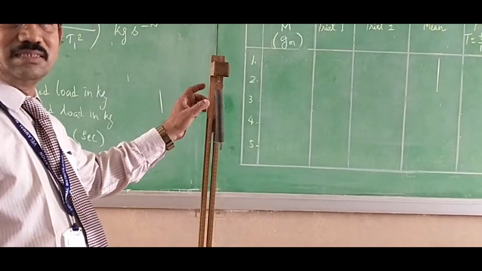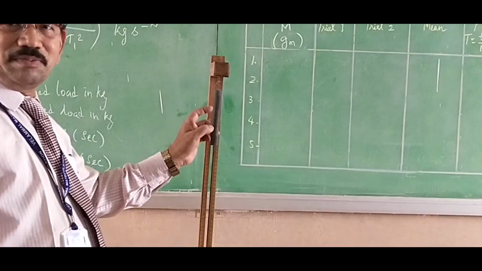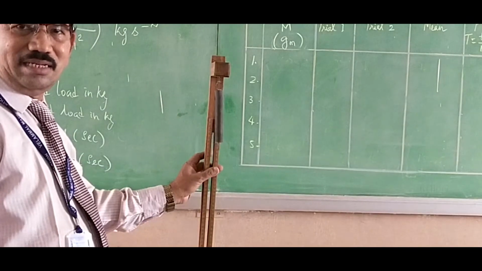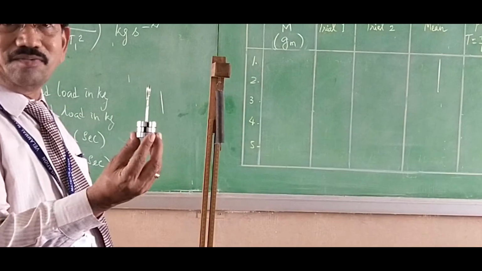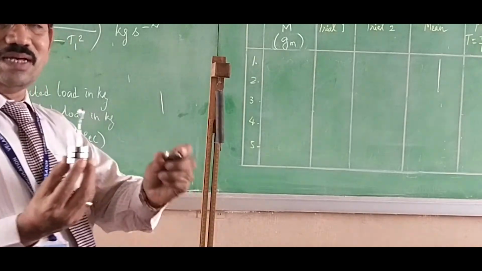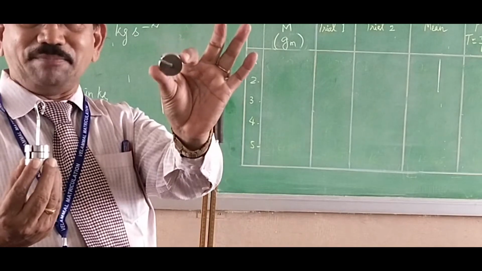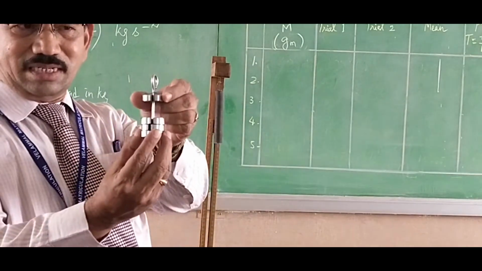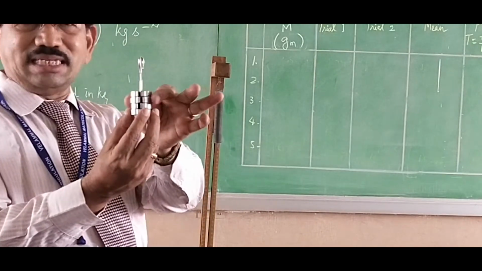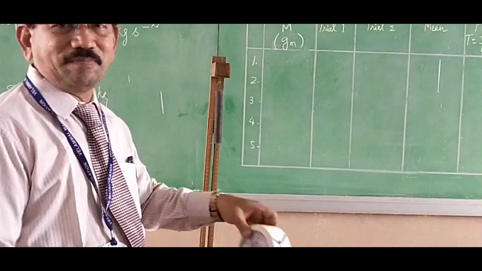We need this spiral spring first. The spiral spring is suspended over the stand, and then a slotted weight is there. In this slotted weight, we are going to suspend a number of slots. Each slot is 50 gram, and I am going to suspend them on this weight holder. So we need this slotted weight as an accessory apparatus, and then a stop clock.